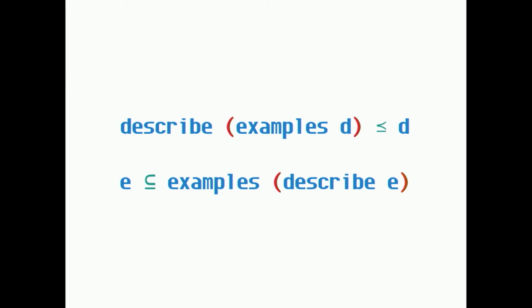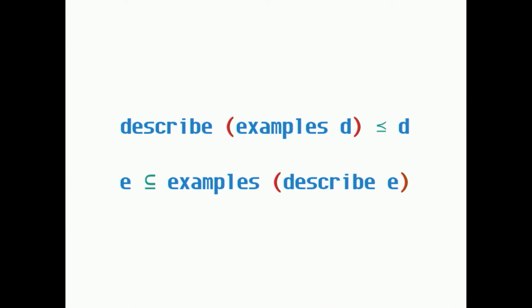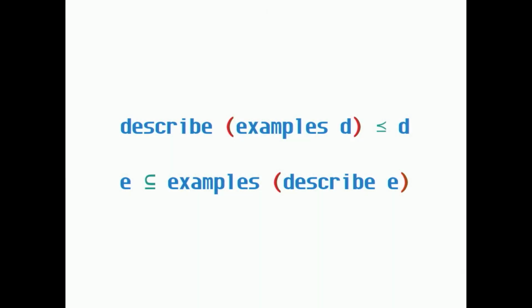I should get a smaller object, a description that is more specific than the one I started with, right? Let's say I start with a thing, or a person or something. And I say, well, give me all the examples of a person. And then I say, well, describe. And I may end up with something more specific, because all the people in here might be software engineers. And so I end up with the description software engineer, which is strictly more specific than person, right?